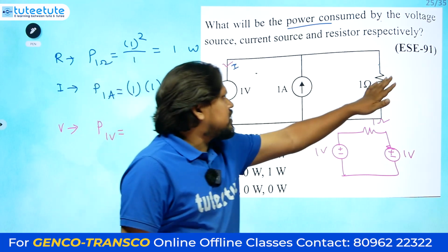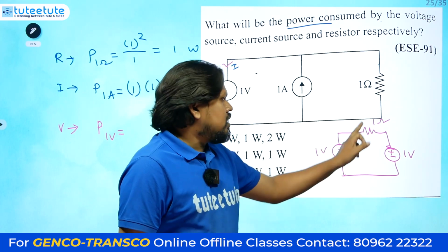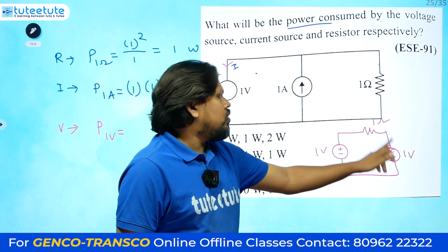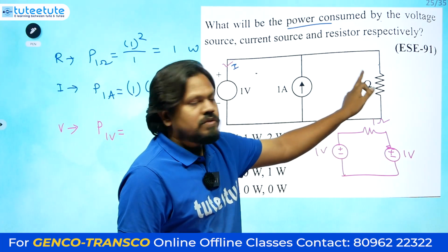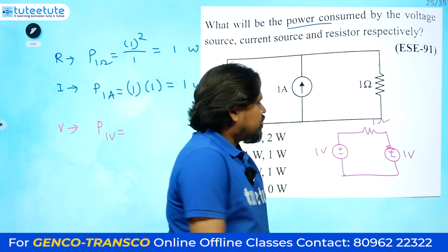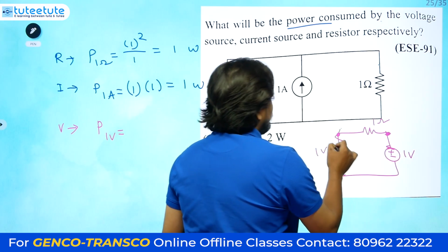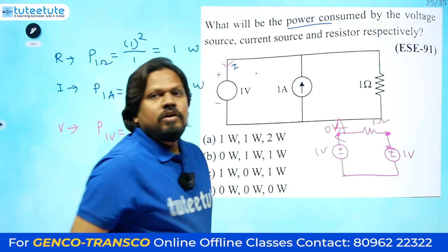How have we changed this? A current source in parallel with a resistance can be transformed into a voltage source in series with the same resistance. The voltage source value is 1 into 1, which is 1 volt, and the resistance value is the same, 1 ohm. Here 1 volt is there, here also 1 volt is there. The current going here is nothing but 0 amperes. So 0 amperes will go like this.